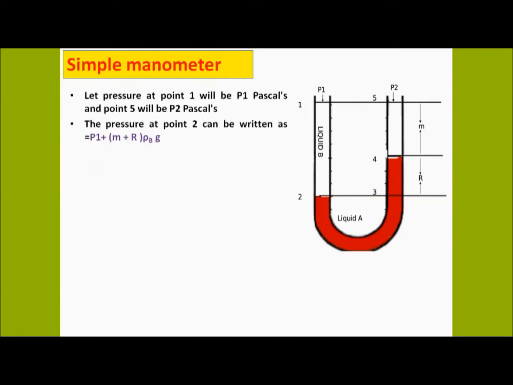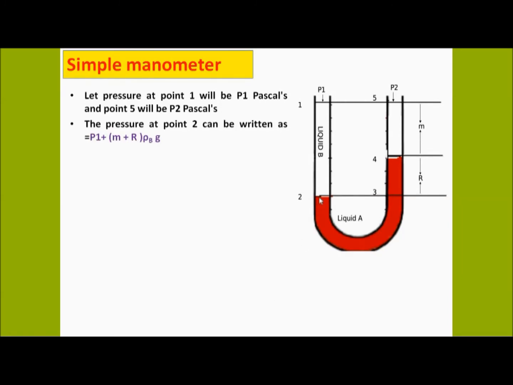So now you see the pressure at point 2. At this point the pressure can be written simply as, we are applying a pressure P1, right? P1 plus the distance. This liquid B is also applying pressure, right? What is the distance of liquid B? M plus R. This is the distance, right? Into its specific gravity, or you can say density, its density, and this is the gravitational force. This is the acceleration. Now it is giving a pressure.